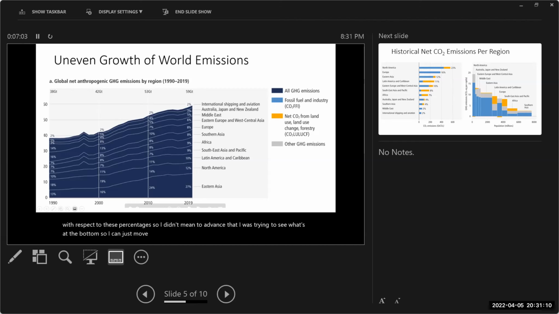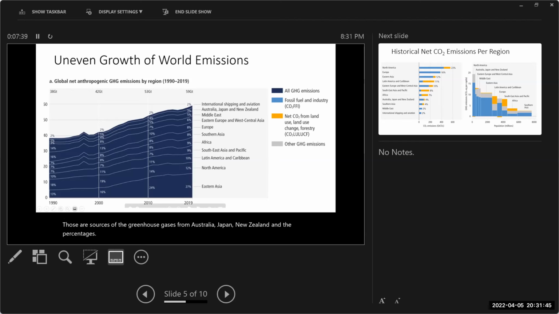So here we have the uneven growth of world emissions. They looked at the emission of all of these greenhouse gases based on different parts of the world. Which country is producing these greenhouse gases at the highest rate? So we have international shipping and aviation. Those are sources of the greenhouse gases from Australia, Japan, New Zealand, and the percentages.